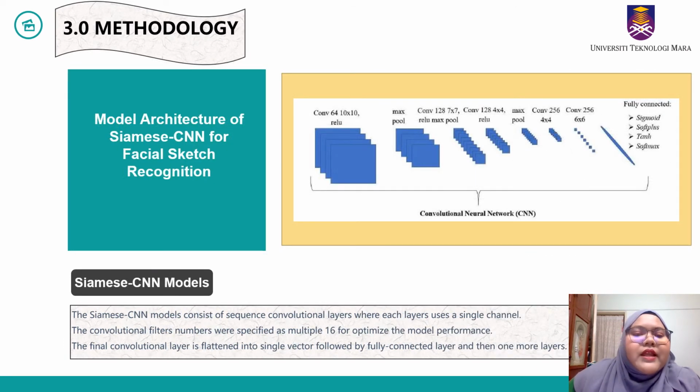This is the model architecture of Siamese-CNN for facial sketch recognition. The Siamese-CNN model consists of a sequence of convolutional layers where each layer uses a single channel. The convolutional filter number was specified as a multiple of 16 to optimize the model performance. The final convolutional layer is flattened into a single vector, followed by a fully connected layer and then one more layer.